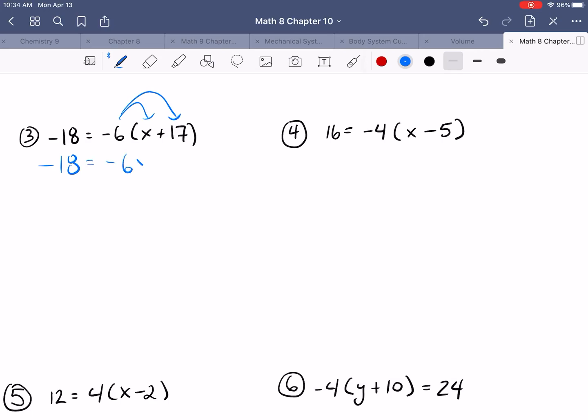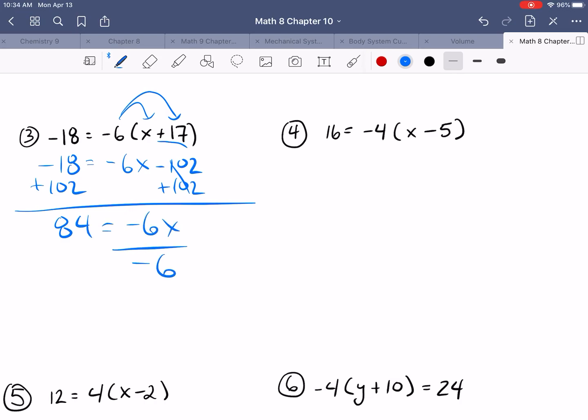In this particular answer, we got a negative coming in here, so we leave the answer the same. -6 times x is -6x. Ooh, 6 times 17, that's tricky. It's a negative, so a negative times a positive is -102. Okay, so plus 102 on this side, plus 102 on this side. Okay, 102 minus 18 is 84. -6x, divide by -6, divide by -6, x equals, okay, so 84 divided by -6 is -14.